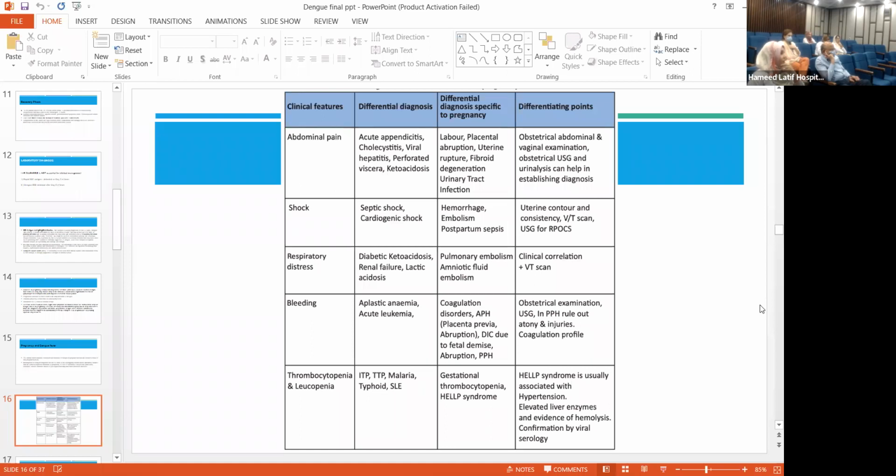Respiratory distress can also occur in pulmonary embolism and amniotic fluid embolism. Bleeding can be due to coagulation disorders, APH, due to placenta previa, abruption or other causes. DIC due to fetal demise, abruption and PPH can also be the cause of bleeding. Thrombocytopenia or leukopenia can be present in gestational thrombocytopenia or HELLP syndrome.